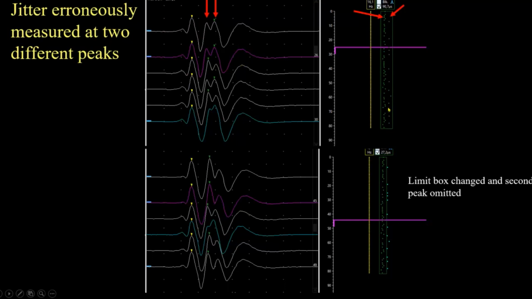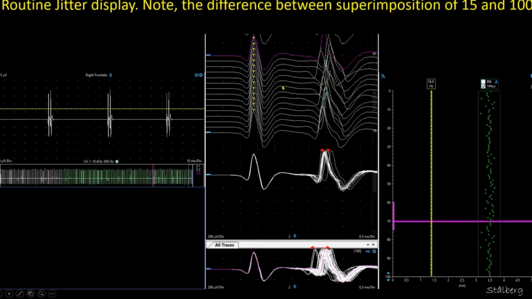This is not correct, so normally I should have skipped that, but just for the sake of demonstration, we can restrict the acceptance limit here by changing this box, and we restrict it so that the trigger from the third peak disappears, and now we have only from between the first and the second peak, and the jitter went down to 27.